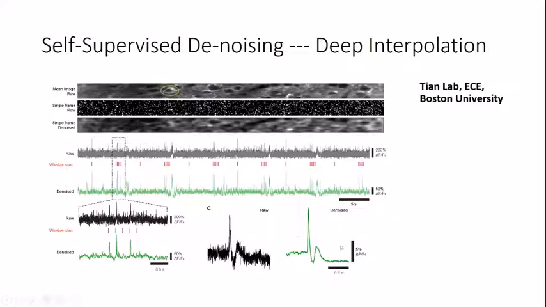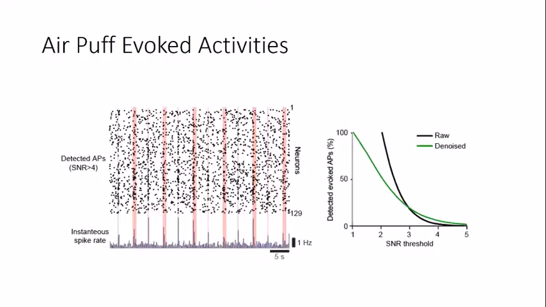So if you look at the raw data, if you look at the averaged traces of all those events that we extracted, you can see the delta F over F is also improved after that. So here's the denoising algorithm.